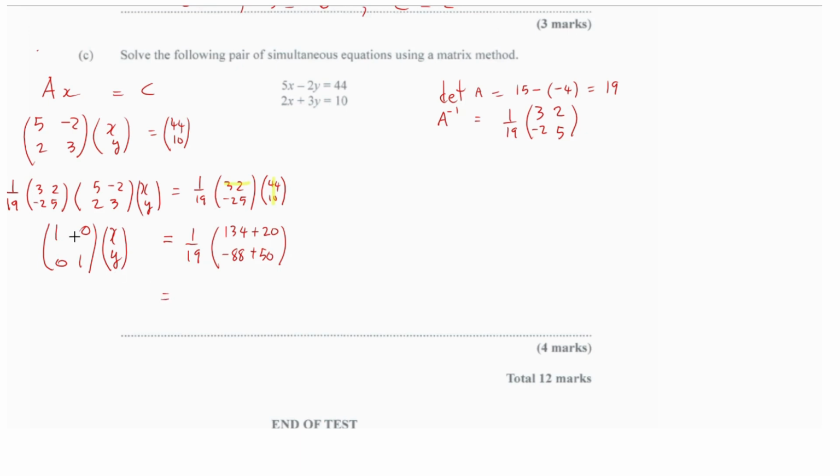Okay, so on the left hand side, we have x and y here. So we need to simplify this now. So we have 1/19, and that's going to give us 154 when we add them, and that's minus 38. So 1/19 of 154 there is 8, and 1/19 of minus 38 there is minus 2. So x equals 8 and y equals minus 2.